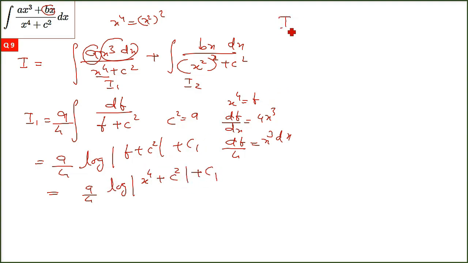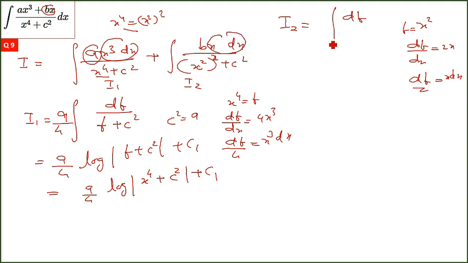How about I2? See, x square we are taking as t. X to the power 4 was written as x square whole square, x square as t. So dt by dx will be equal to 2x, dt will be equal to 2x dx, dt by 2 will be x dx. So in place of x dx, write dt by 2. So for the integration of dt, I'm taking a half outside, b was already there, so b by 2. Now x square was taken as t, so this will be t square, and plus c square has come.